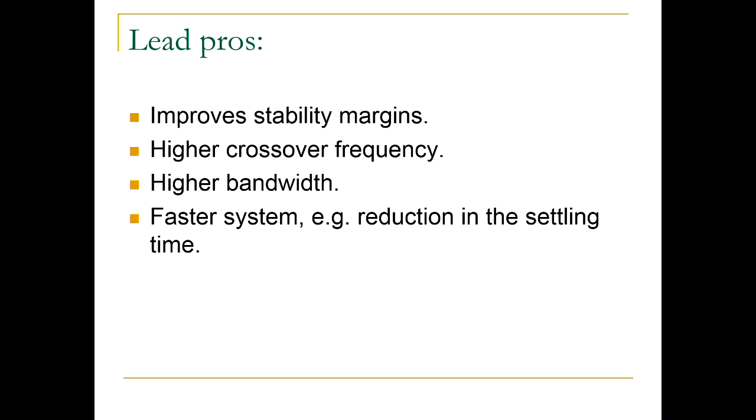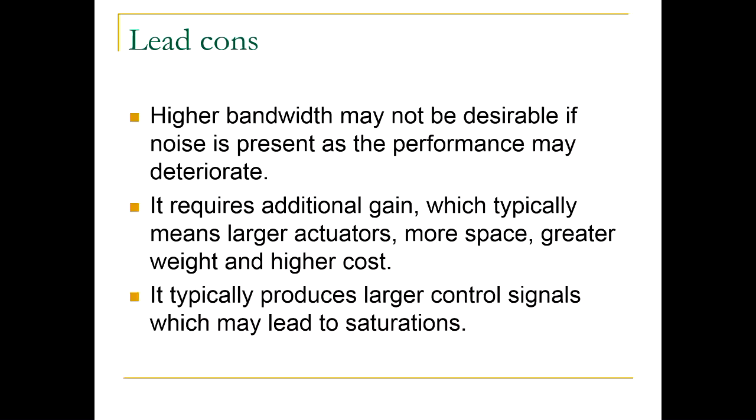Pros of lead: improves stability margins. It does provide high crossover frequency and high bandwidth. Higher crossover is good for rise time and settling time, so the system is faster. These are the pros. Cons are, in some cases, high bandwidth may not be desirable if you have lots of noise, because your system might start trying to track that noise. So if you have lots of noise, keeping the bandwidth low would guard you against noise amplification by your system, right?